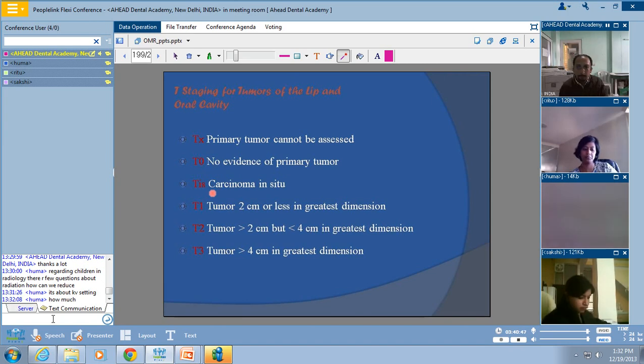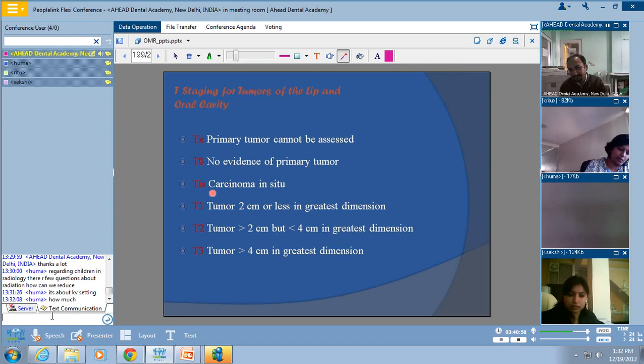How much? Well, it really depends on the child. If the child is, suppose, a very bulky child at 70 kVP, you can just reduce it to 66, 64, 62. But if the child is really thin, then immediately you need to click on the child setting, which immediately reduces it to 50 kVP. Okay, but it really depends on a lot of factors. Like if the child is obese and very bulky, you have to increase the KVP.